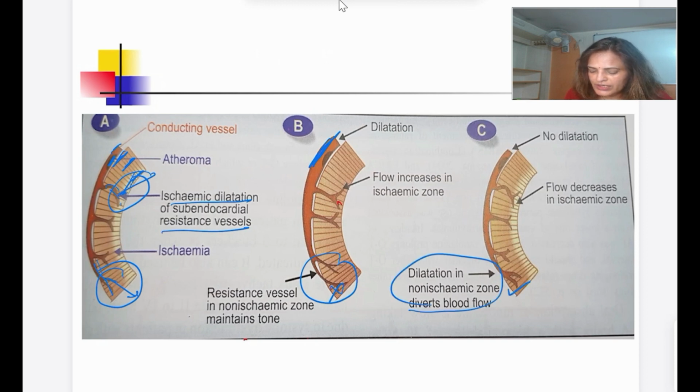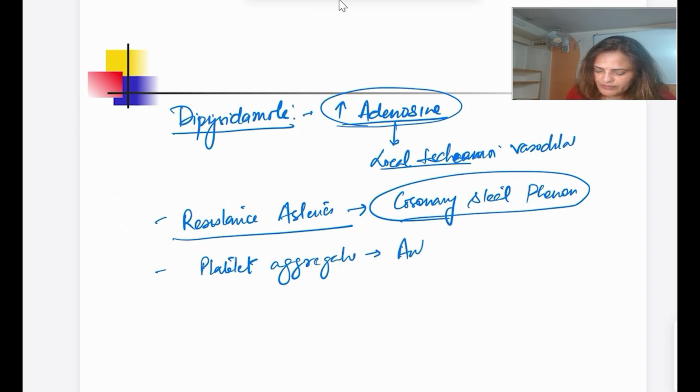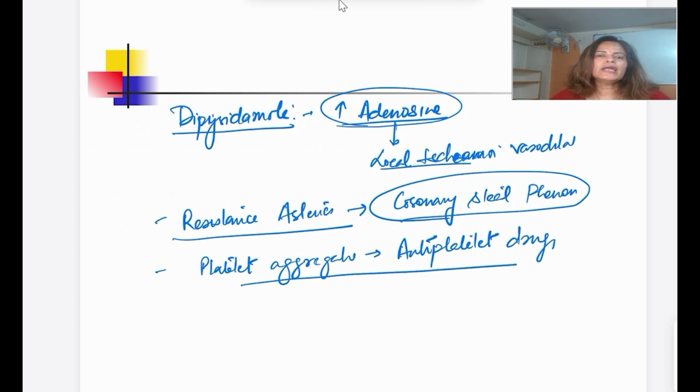They are going to cause a dilatation of this. So this is already dilated. So they are going to cause a dilatation of the artery in the non-ischemic zone. Then what will happen? There will be diversion of the blood from here to here. This is called coronary steal phenomenon. That's why this one is not mainly used as an anti-anginal. So it also inhibits platelet aggregation. So we can use it as an anti-platelet drug. So this is all about the anti-anginal drugs.